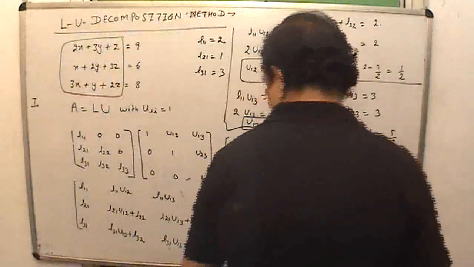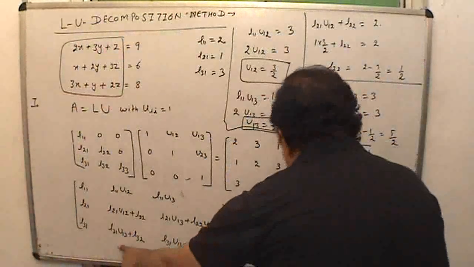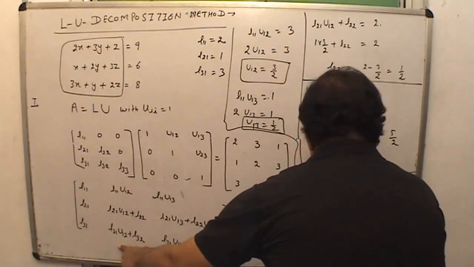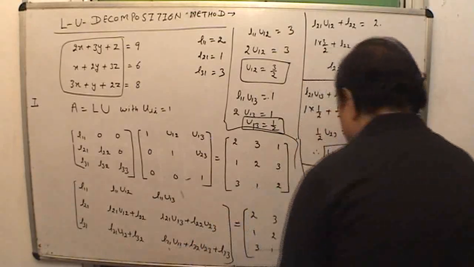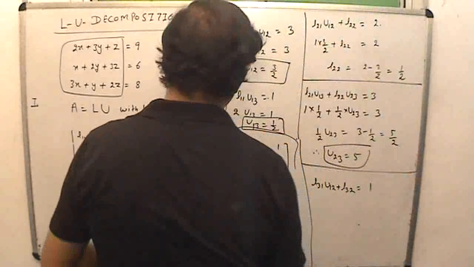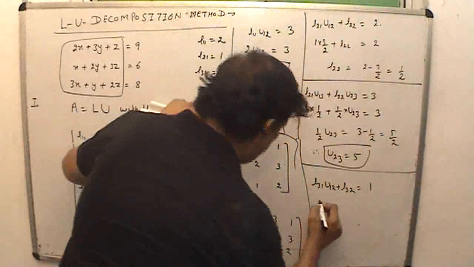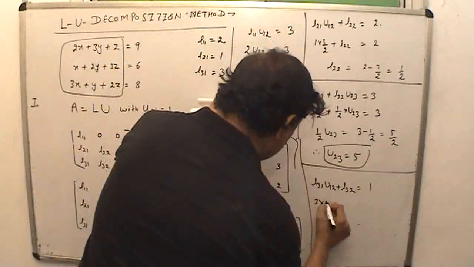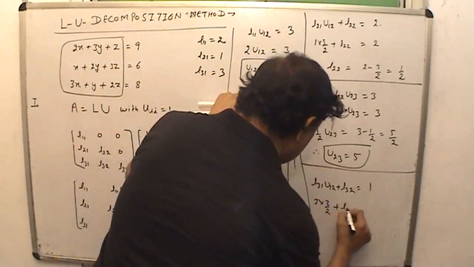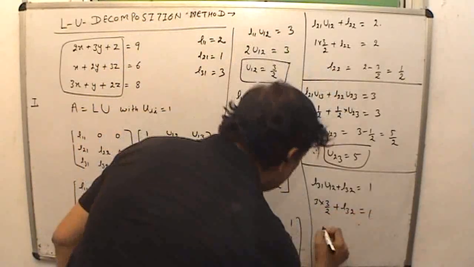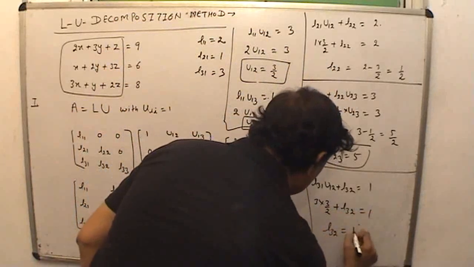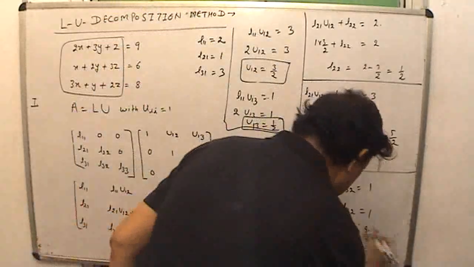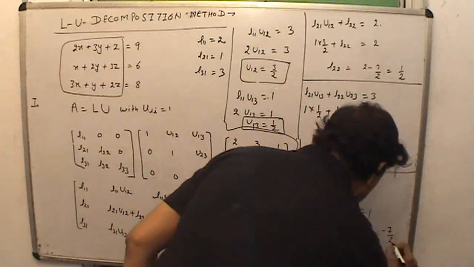Next, we are left with this equation, L31 U12 plus L32 is equal to 1. Substitute the given values or already calculated. L31 is 3, U12 is 3 by 2, plus L32 is equal to 1. Then L32 is equal to 1 minus 9 by 2, that is equal to minus 7 by 2.